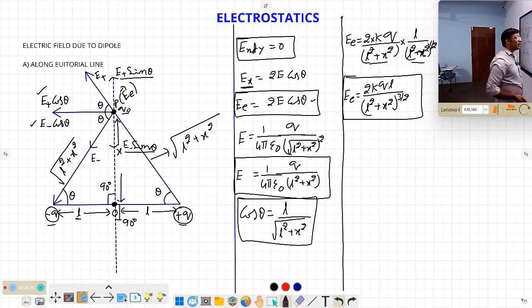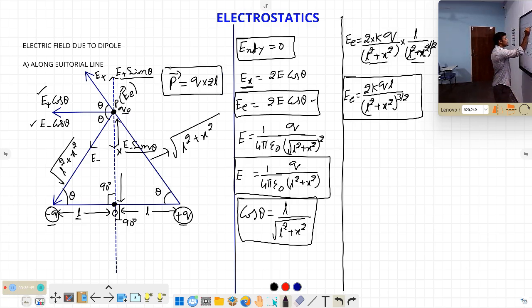Now this we have to write in the form of dipole moment. What is the dipole moment? P. So you know that dipole moment P is equal to charge into length, that is q into 2l. So I can write this in this form: we already have a 2, a q, and an l. Directly we can write.